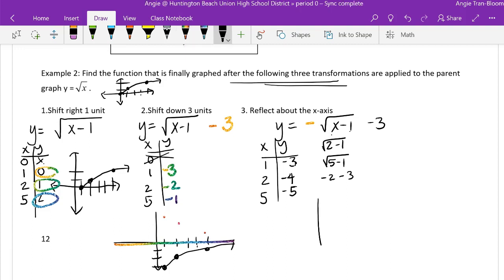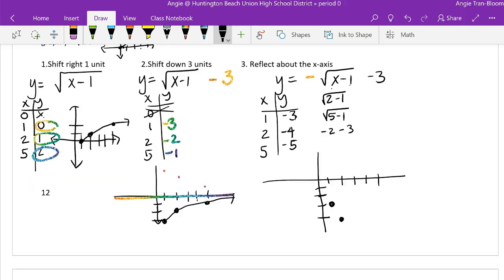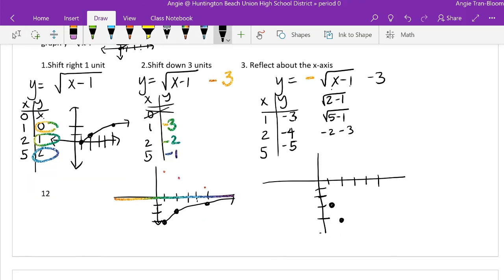Here we go. Okay, 1 is now negative 3. 1, 2, and 3, negative 3. Sorry, my pen is a little bit weird. And then 2 is now negative 4. 1, 2, 3, 4. It's right there. Okay, and then 5 is negative 5. 1, 2, 3, 4, 5. Oh my gosh, it's even lower. 1, 2, 3, 4, 5.